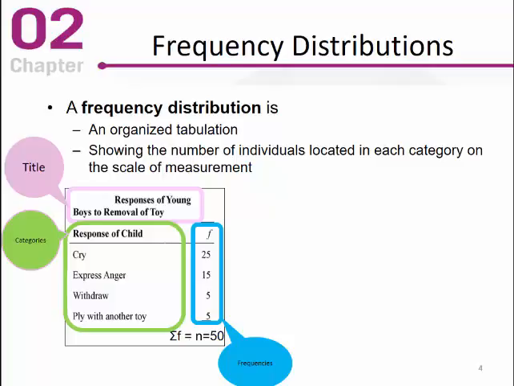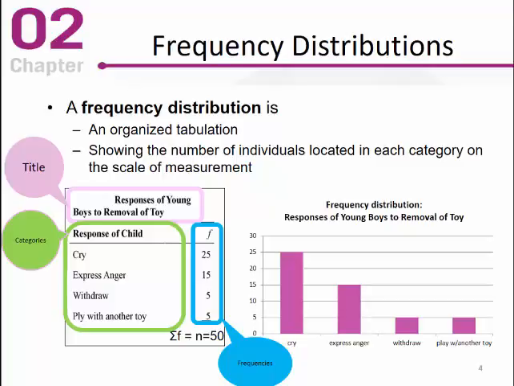You can also show tabulations in a graph. So here is exactly the same table, but represented in a graph. So this is a frequency distribution of the responses of young boys to removal of toy. And again, here you can see we have the frequencies on the y-axis, and on the x-axis we have the categories. So here again are our 25 that cried, here are our 15 that expressed anger, 5 of them withdrew, and 5 played with another toy.